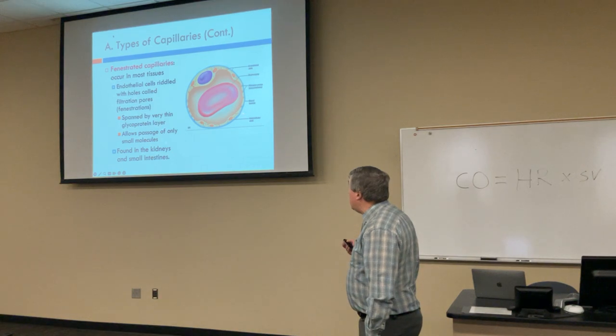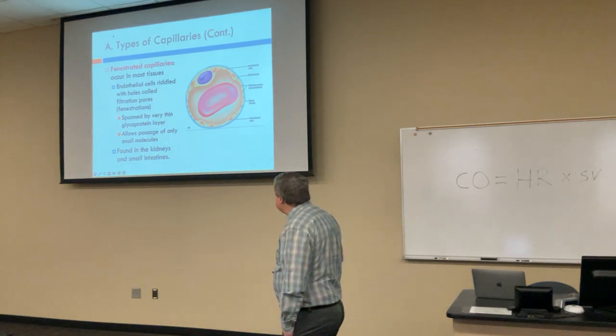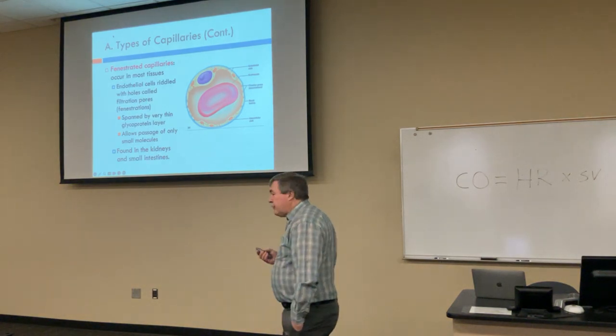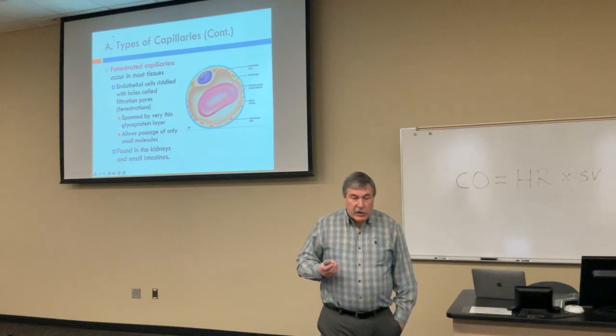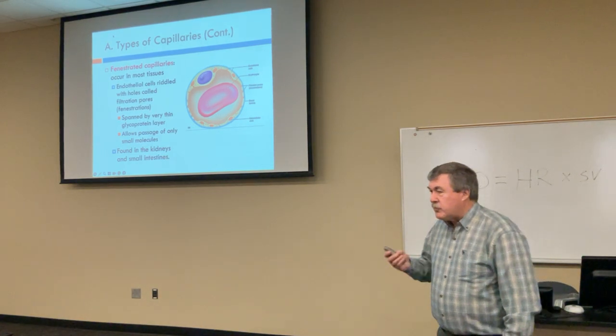In the kidneys, these fenestrated capillaries are found in the renal corpuscles, which is the first part of the nephrons where filtration occurs.